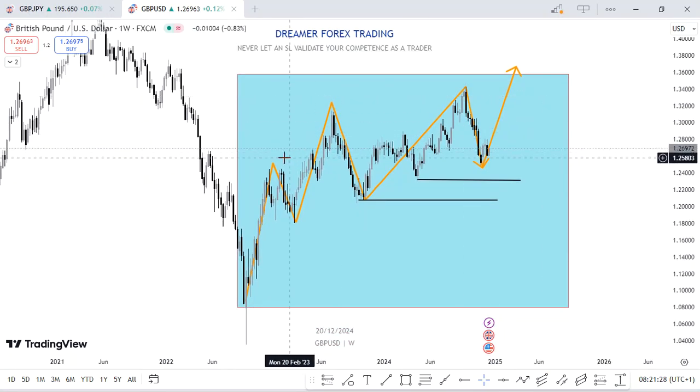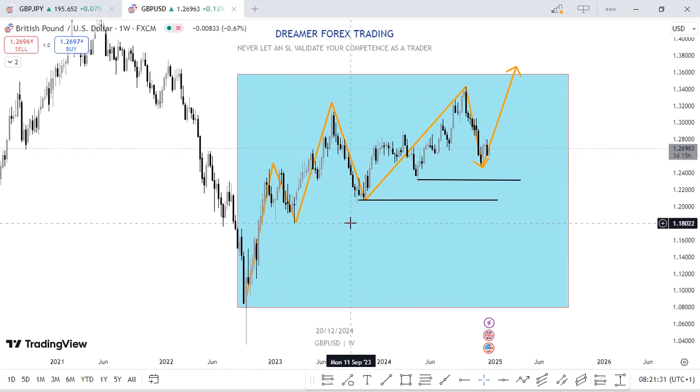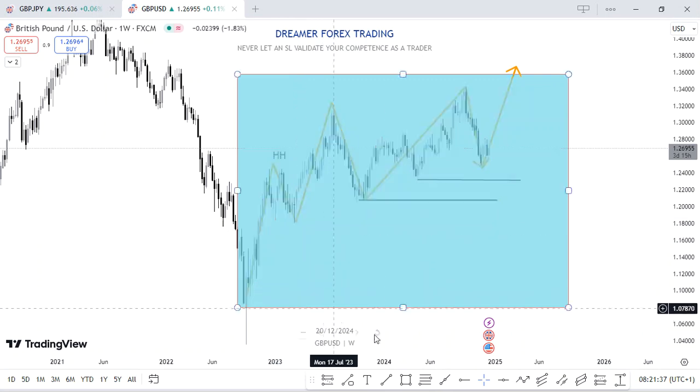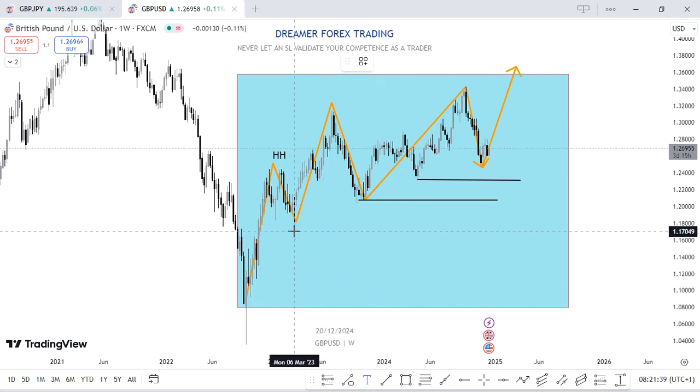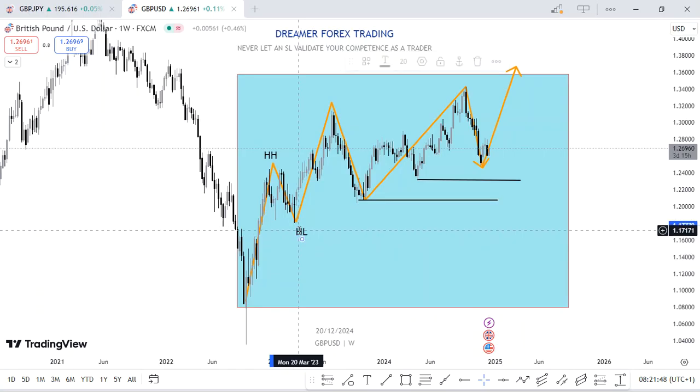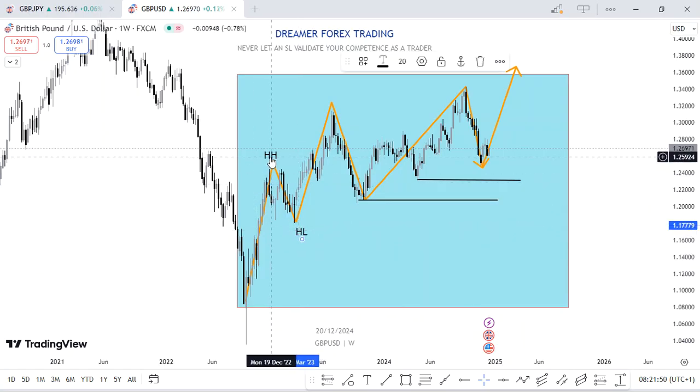Okay, so this is what we call the higher high, and then down here is the higher low. So let me just label it HH for higher high, and then down below here we have HL, which is for higher low. So this is basically what we have. Here is the higher high, and then here is the higher low, and then consecutively the chart keeps making a series of the same higher highs and higher lows.